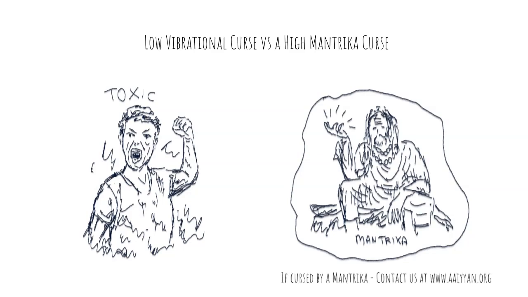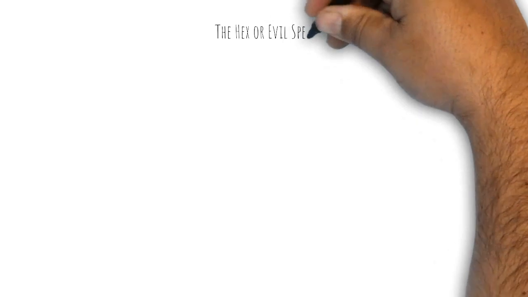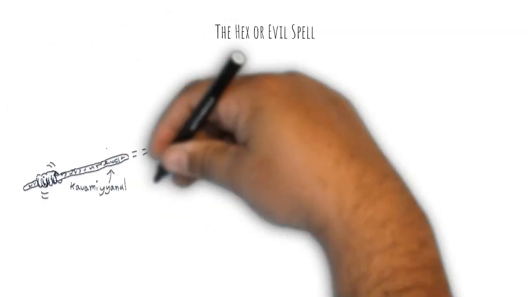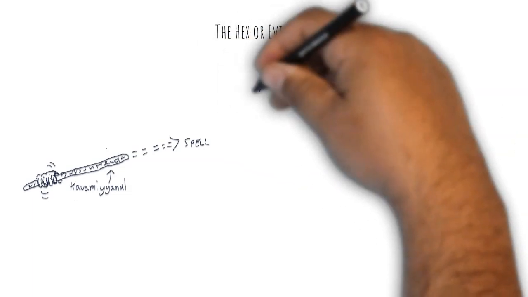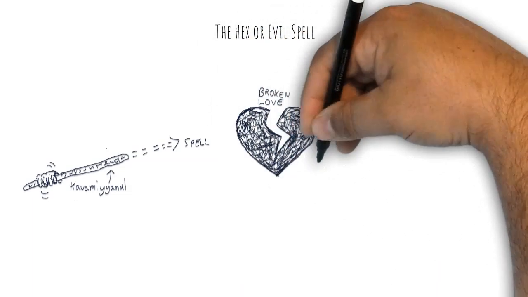A hex, or an evil spell, is a direct attack from an individual who has put a spell upon you. For example, a direct spell to prevent you finding love or a job. Or more powerful spells to harm you.